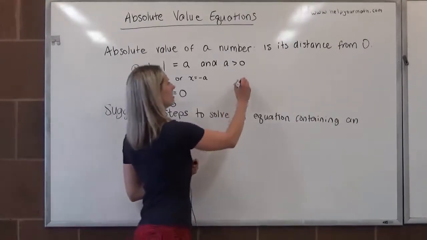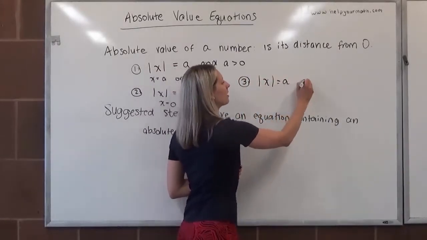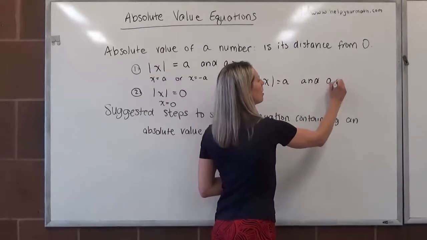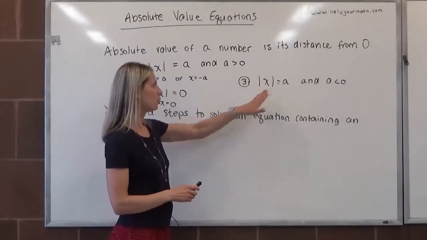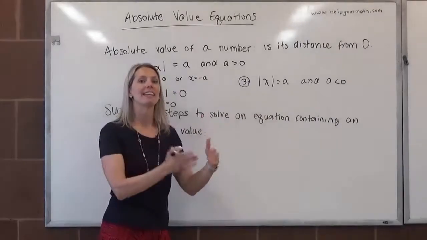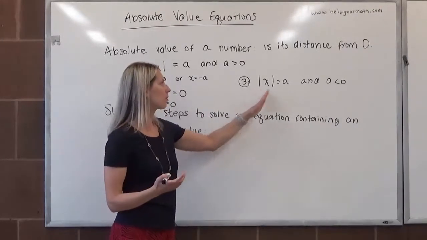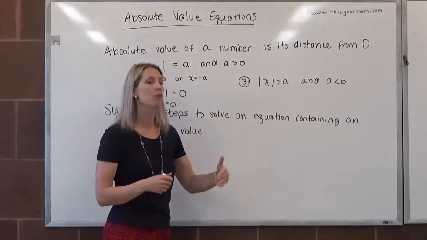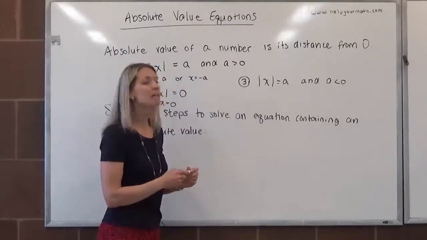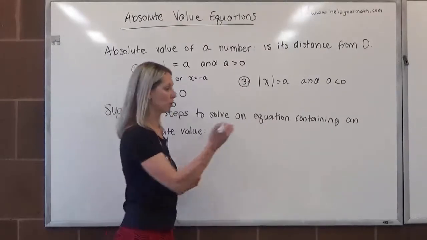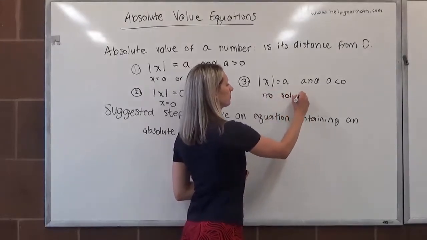And the third thing to consider: what happens if we have the absolute value of x is equal to A, and A is negative, A is smaller than 0. What we're being asked here is to find a magnitude, a distance from 0, that is equal to something negative. That's not possible. So if we come across something like this, the absolute value of x is equal to -4, the absolute value of x is equal to -10, it's impossible. We say there is no solution. So we would represent this as no solution.